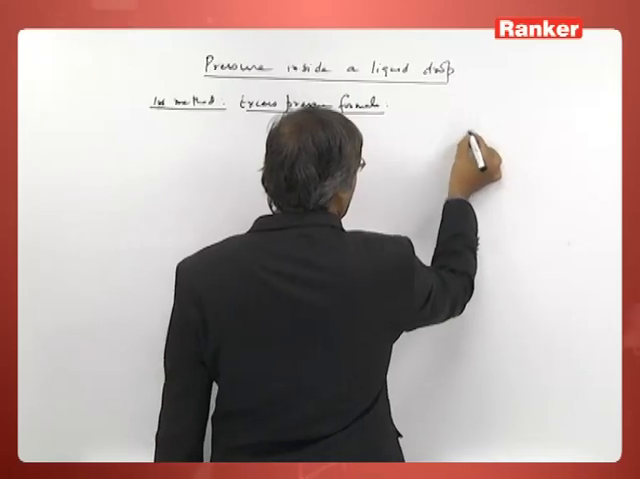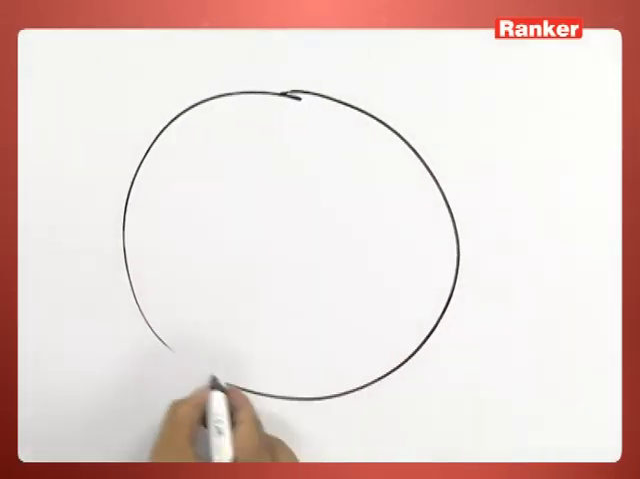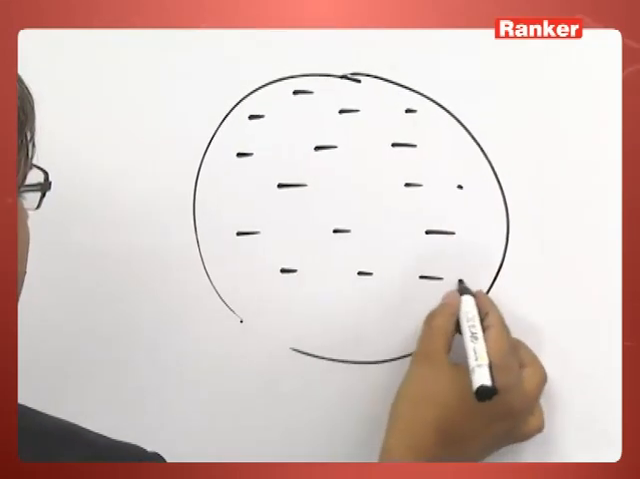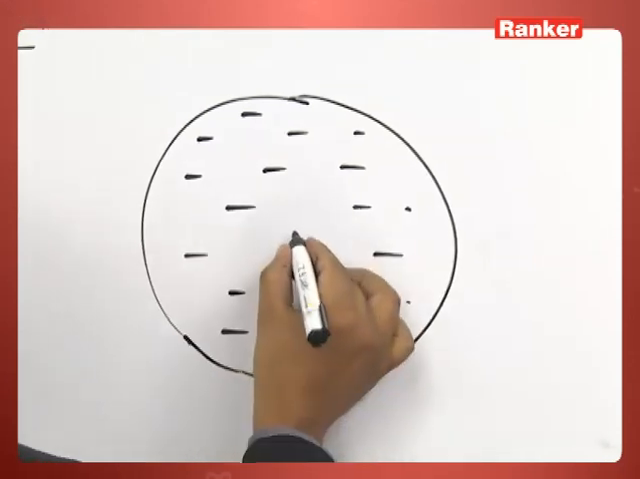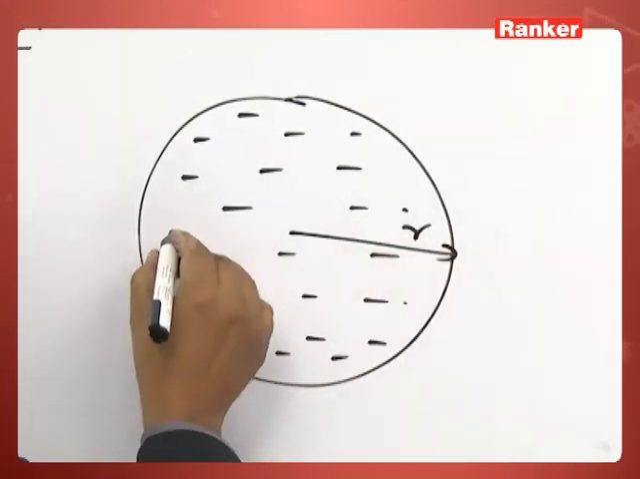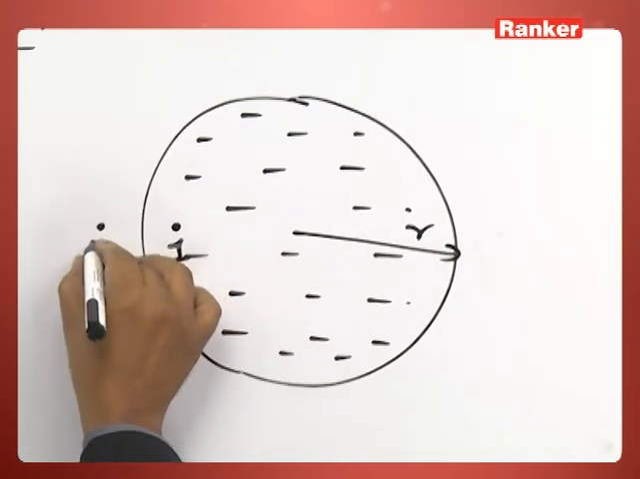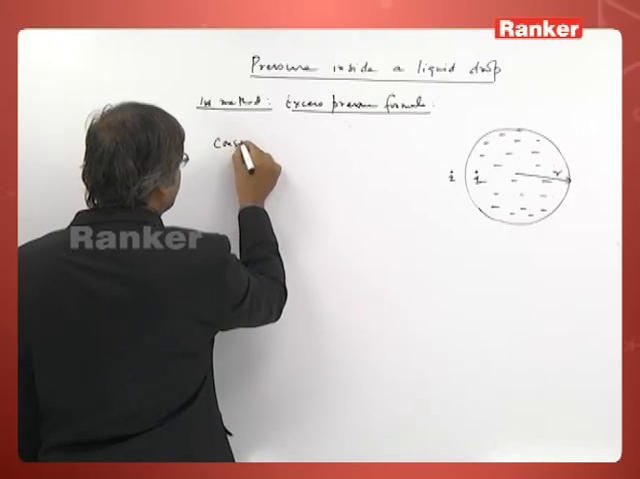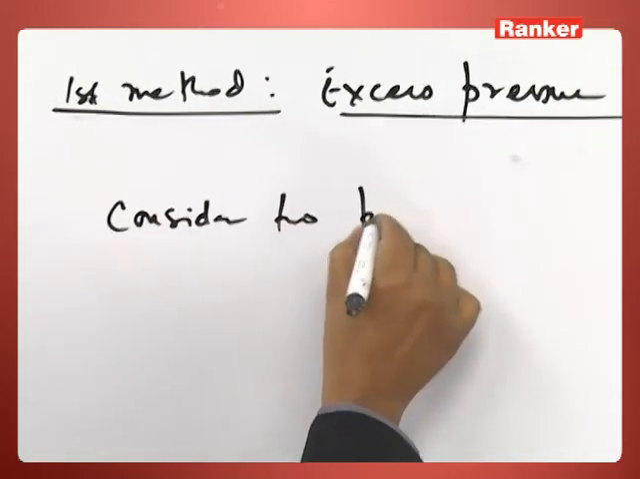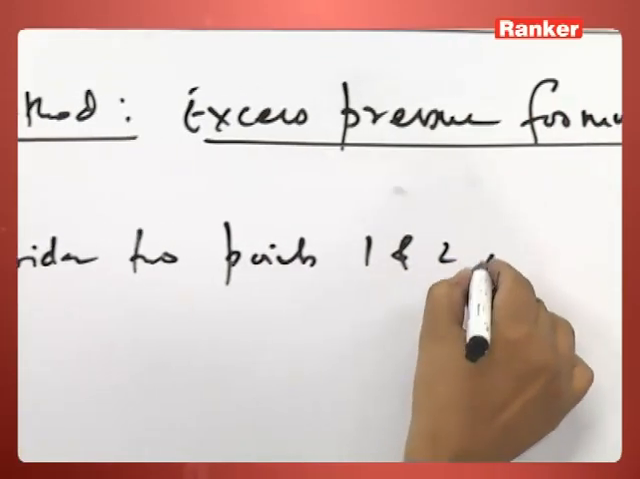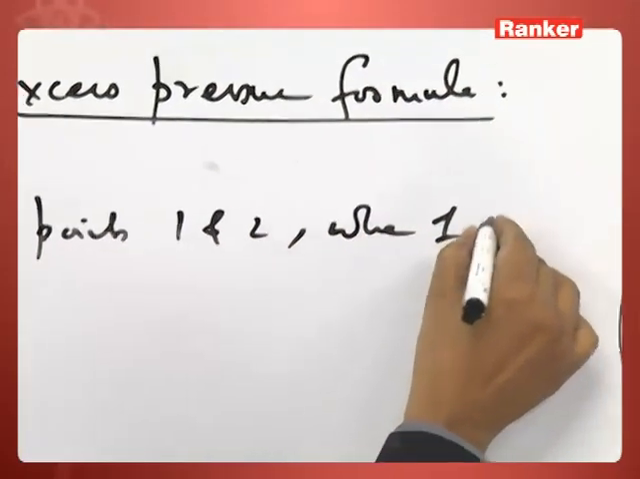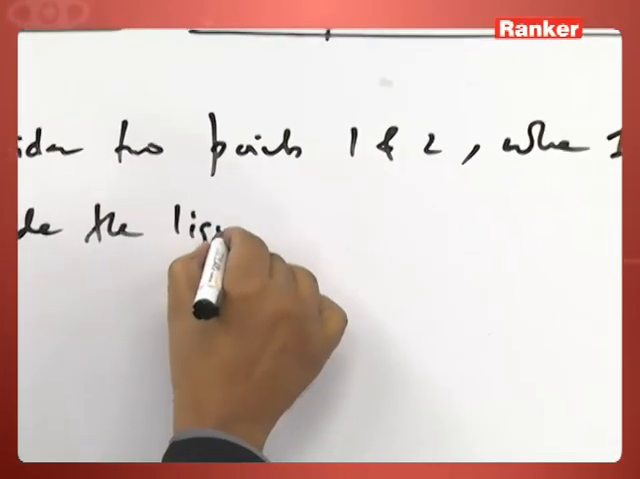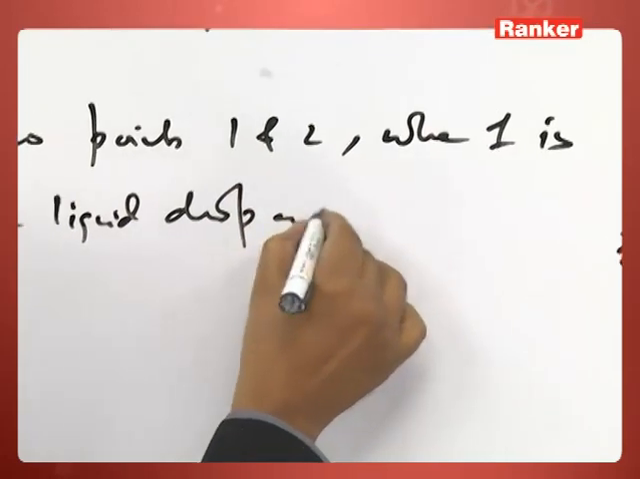So, we have our liquid drop like this, it is liquid inside and it has a small radius r. Now let us take two points, 1 and 2, where 1 is inside the liquid drop and 2 is outside.